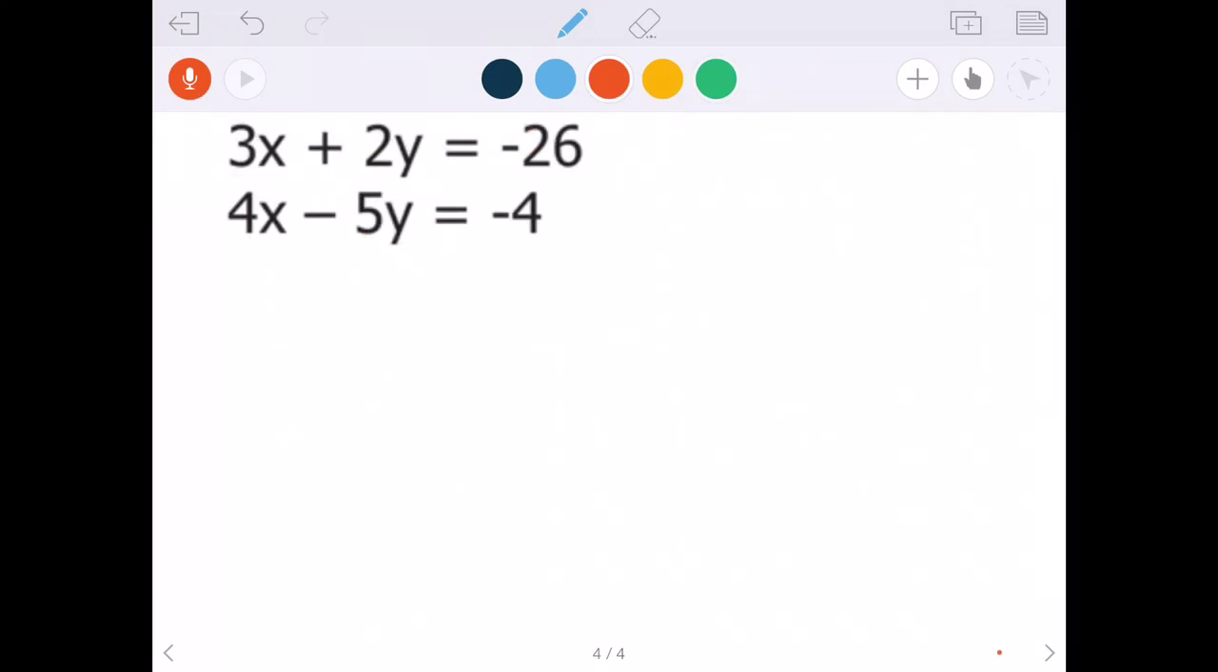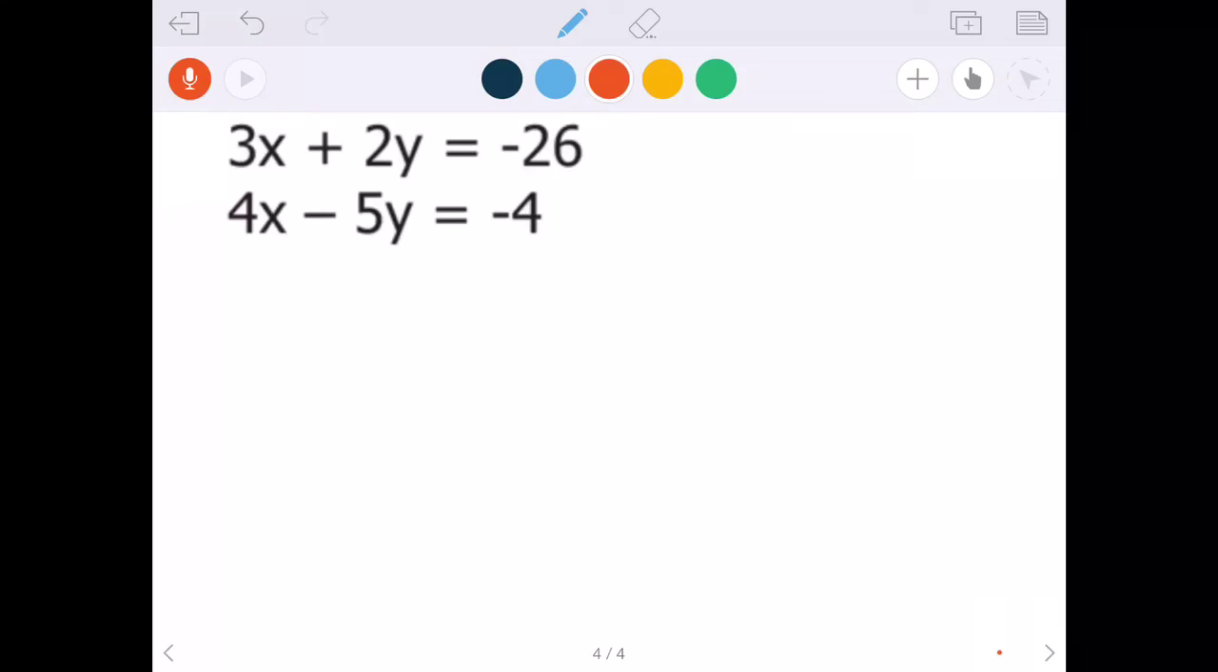So in this last problem, this problem is fairly challenging because we don't have matching coefficients. So 3x and 4x, the 3 and the 4 are different. When we look at the y's, 2 and -5 are different. So neither of those are matching already for us. So we're actually going to have to multiply both equations by something in order to get matching coefficients.